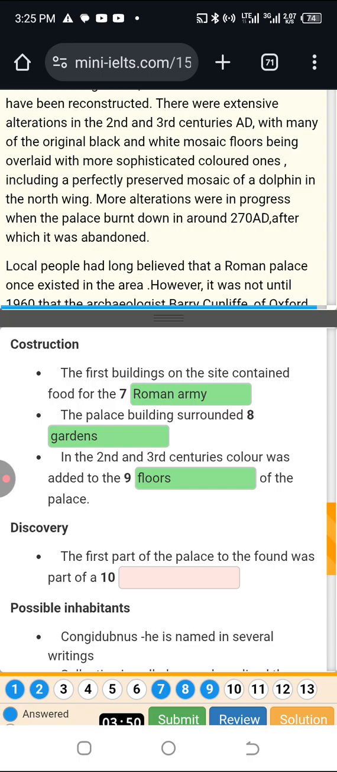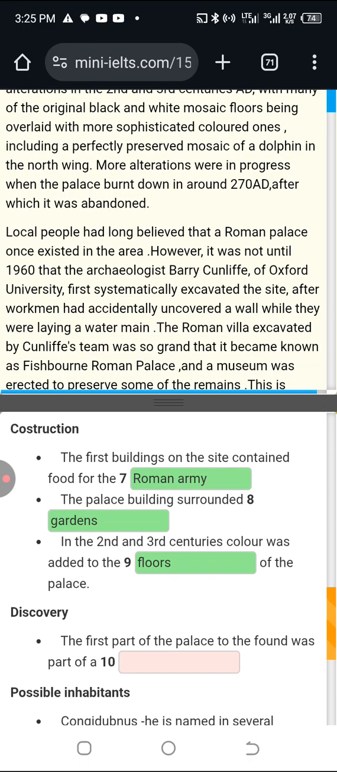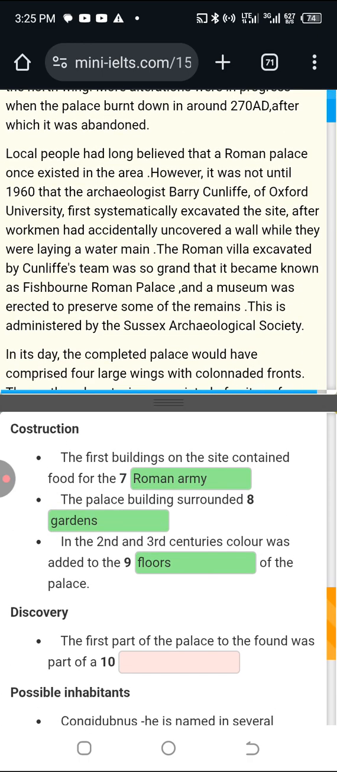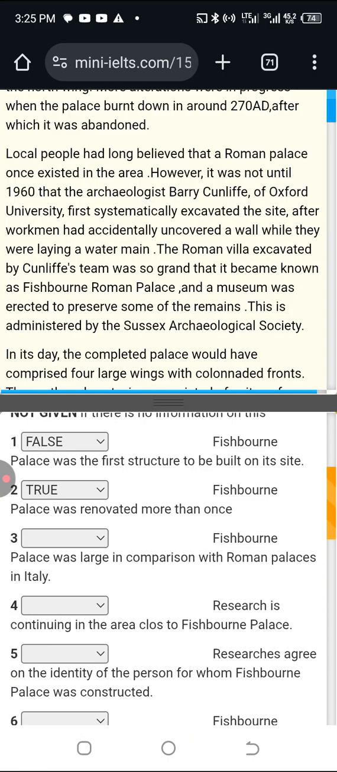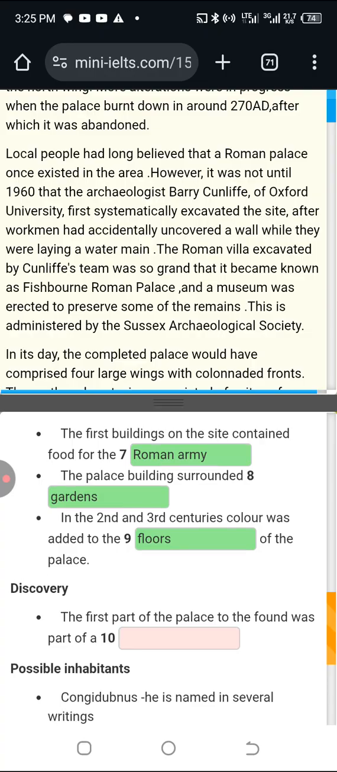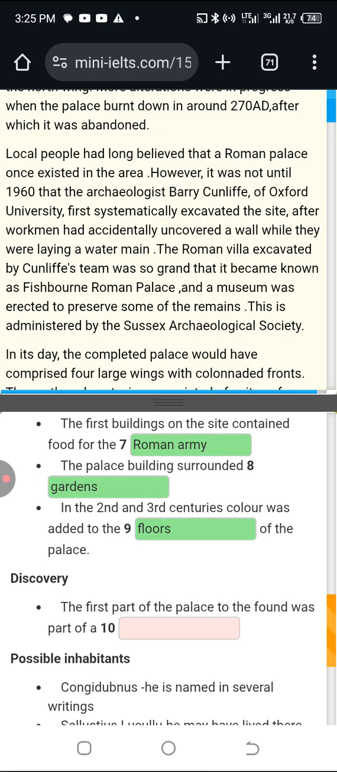This paragraph 2, discovery. I've not reached the point of discovery yet. Local people had long believed that a Roman palace once existed in the area. However, it was not until 1960 that the archaeologist Barry Cunliffe first systematically excavated the site after workmen had accidentally uncovered a wall while they were laying a water main. Hold on. The first part of the palace to be found was part of a wall. Can you see? A wall.